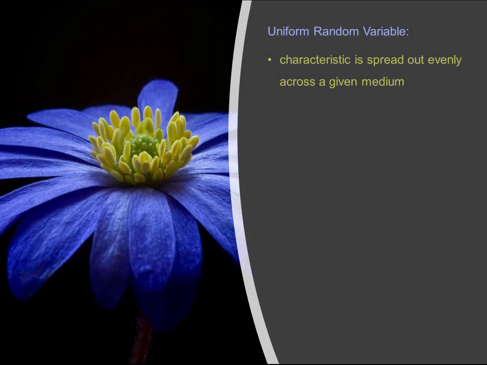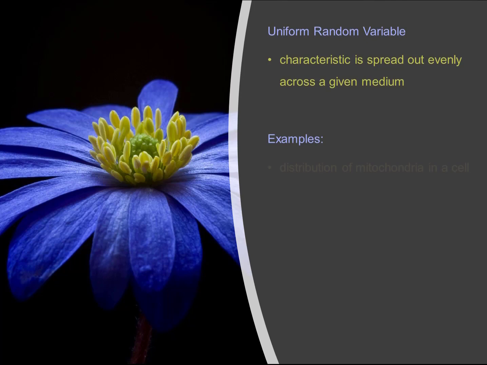One special type of continuous distribution is a uniform random variable. A uniform random variable is used in scenarios in which a certain characteristic is spread out evenly across a given medium, such as area or population.